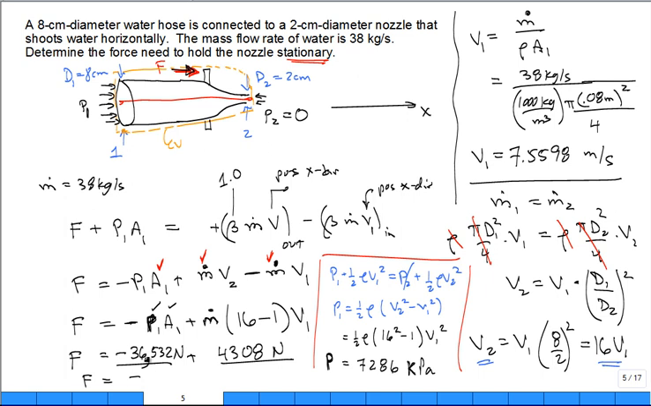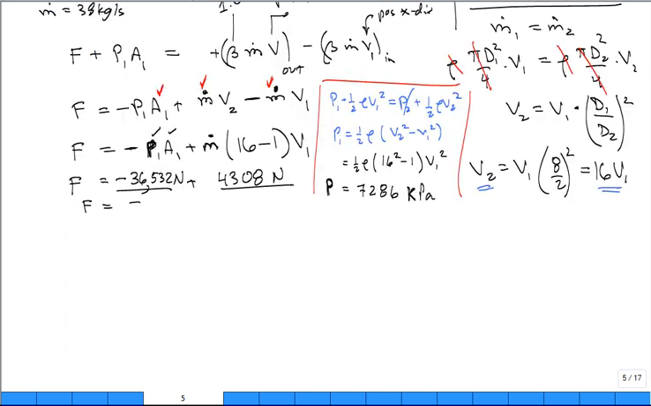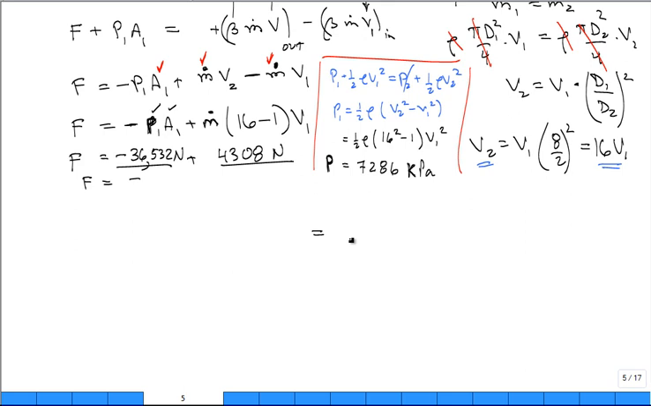What do you get? I'm still confused in the last part. I'm still ending up with 7.286 kPa. I'm just working through the units. Right, so let's go ahead and do this.